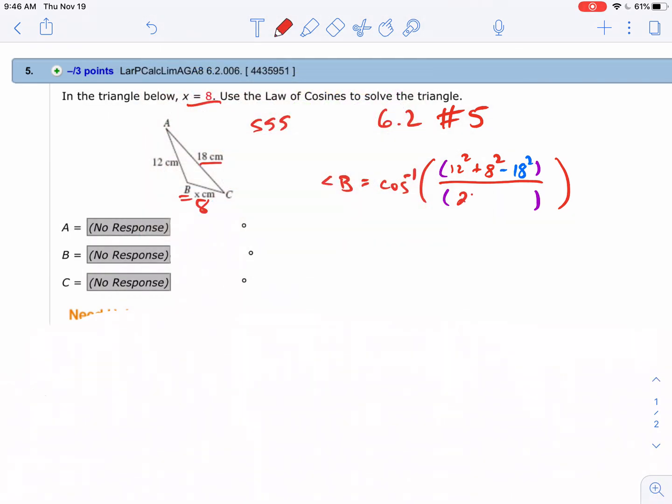On the bottom, you're just going to do 2 times the 2 non-partner sides, so the 12 and the 8. So it doesn't matter what order you put the 12 and the 8 in.